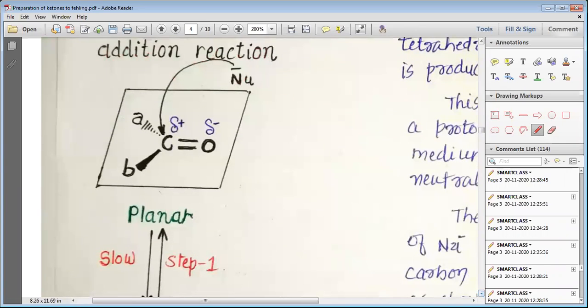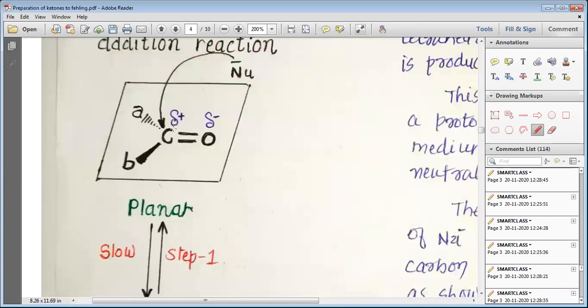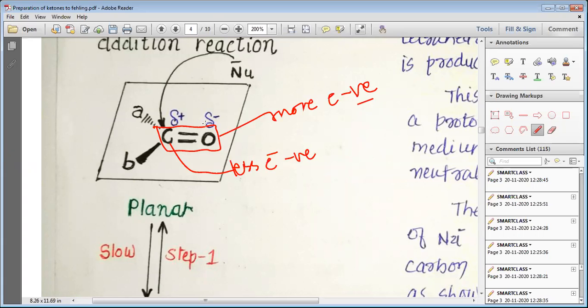Mechanism of the nucleophilic addition reaction. What happens? We have an aldehyde or ketone with the carbonyl group. This carbon is less electronegative and this oxygen is more electronegative. So there is a slightly negative charge on oxygen and a slightly positive charge on carbon. Here is our nucleophile that attacks. A nucleophile is an electron-rich species.